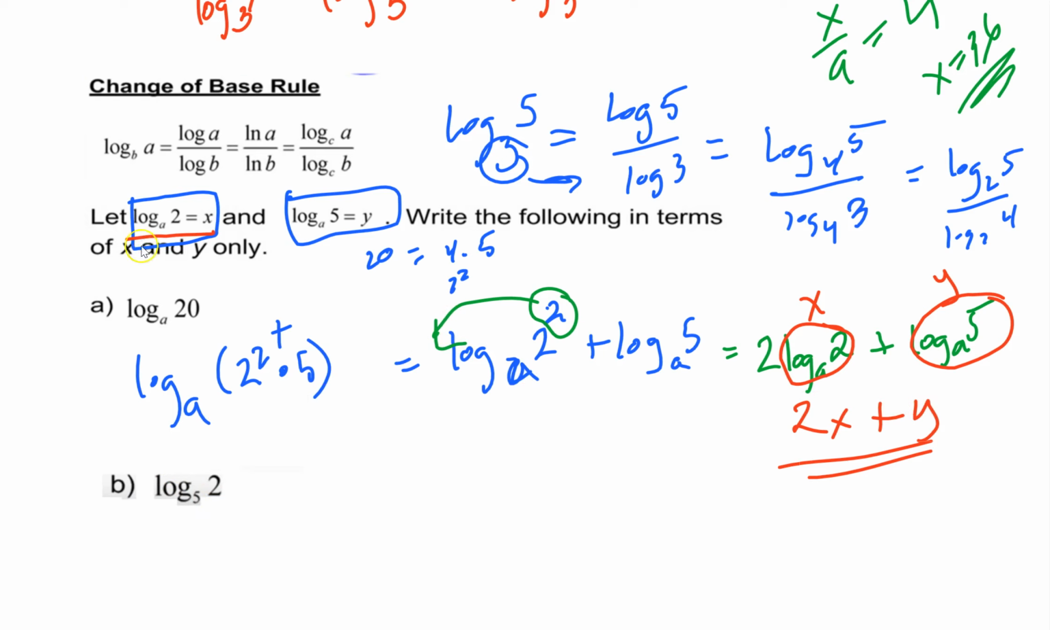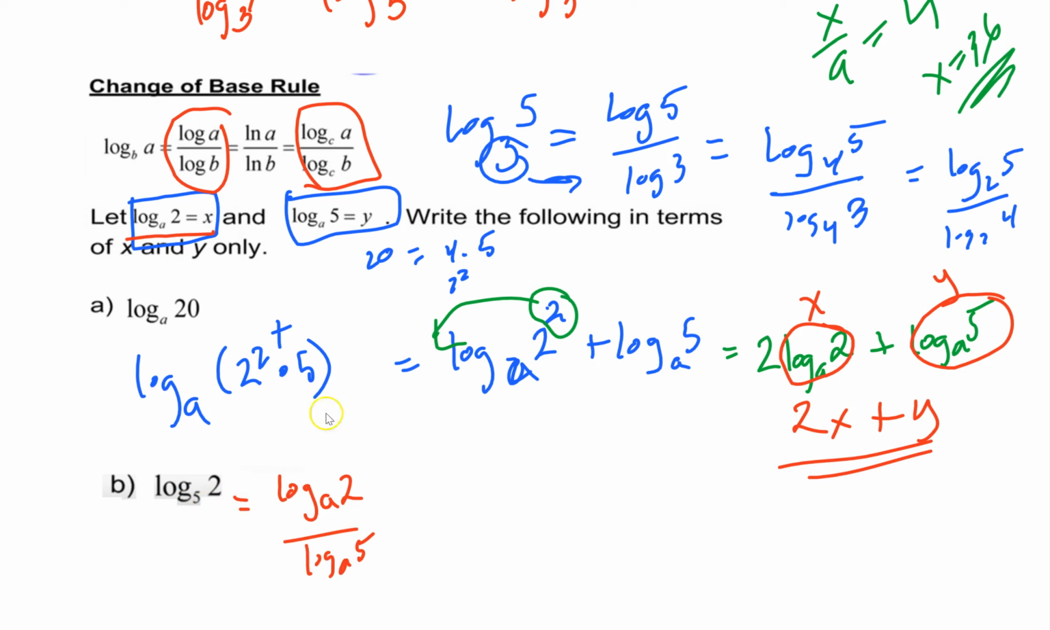Now, this next one, log base 5 of 2. Like, how do I do this? I have a base a. How do I get the base 5? Well, that's this trick here, right? When you do change of base, you can make it any base you want. So we're going to make it log base a of 2 and log base a of 5. Right? Because you can split it, top on top, bottom on bottom.